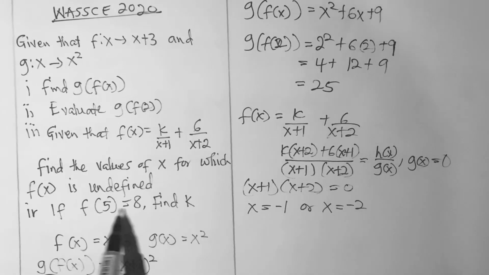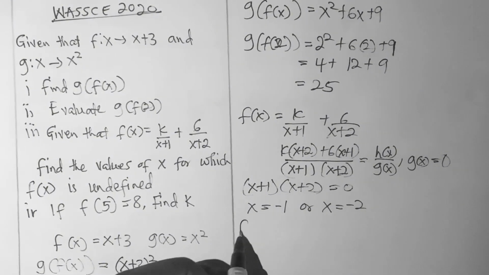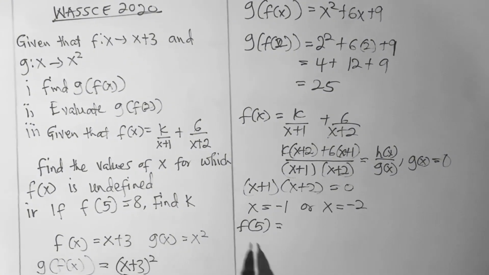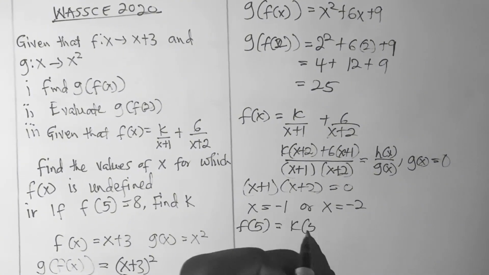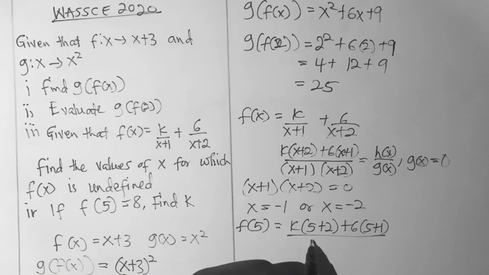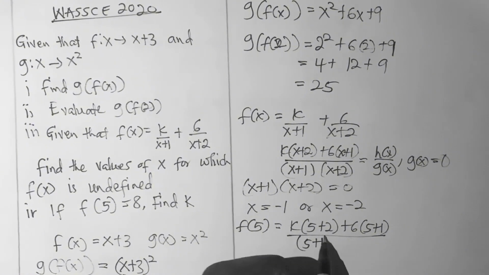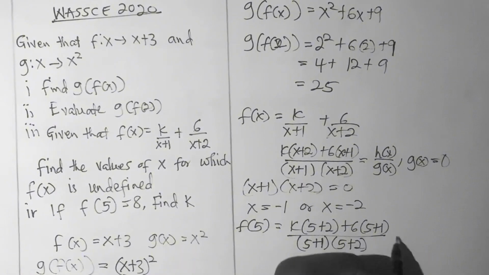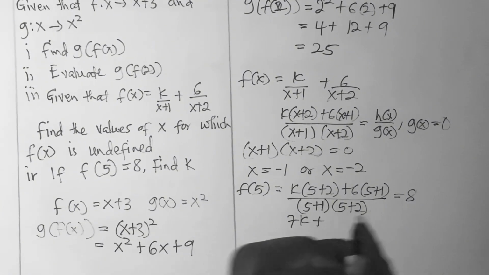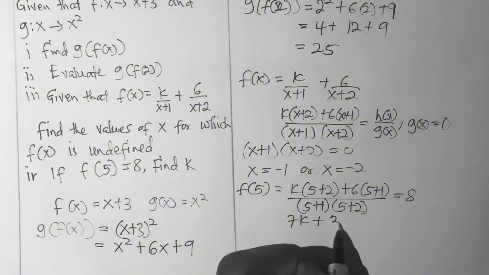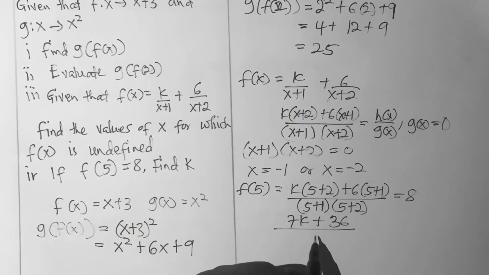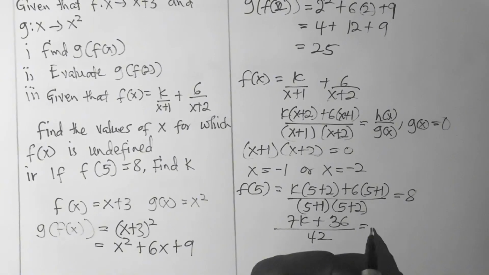Then the last part says that f of 5 is 8. So let's find f of 5. That is equal to, wherever we see x, we need to put 5. So this becomes k times 5 plus 2, then plus 6 times 5 plus 1, divided by 5 plus 1 times 5 plus 2, and this is equal to 8. So 5 plus 2 is 7, so 7k, plus 6 times 6 is 36, divided by 5 plus 1 is 6, 5 plus 2 is 7, 6 times 7 is 42. This is equal to 8.